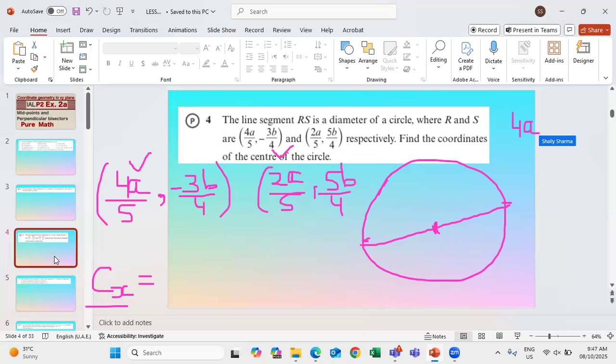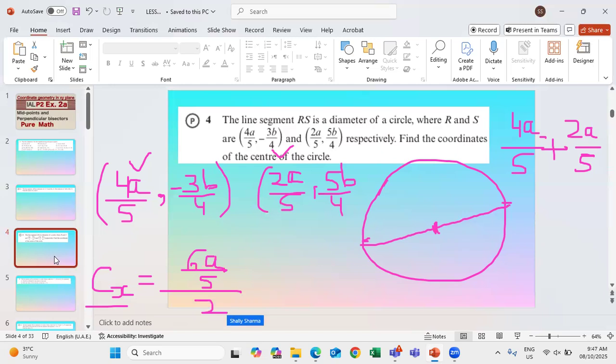See, you can go step by step if you want, or you can do this part directly in your mind also. So 4a over 5 plus 2a over 5, the denominators are same. So it will be 6a over 5. Don't forget to divide by 2. And then Cy value, that will be minus 3b by 4 plus 5b by 4, which is going to be 2b by 4, and then divide by 2.